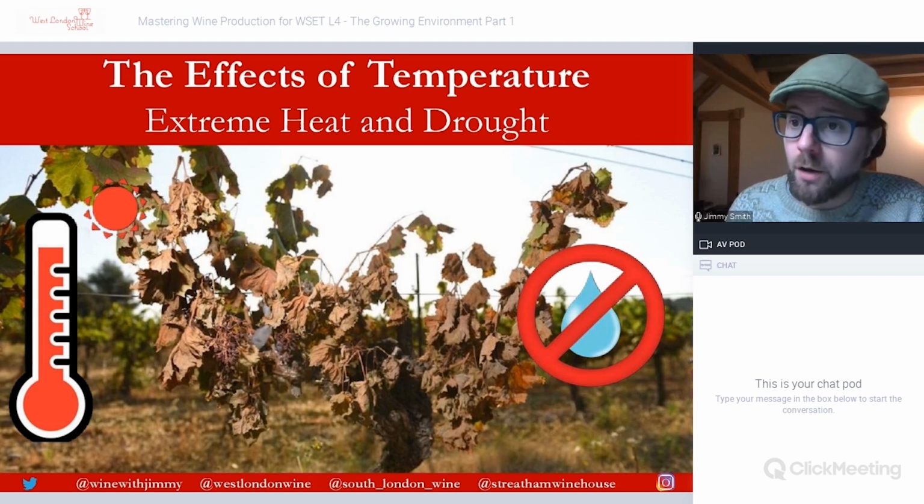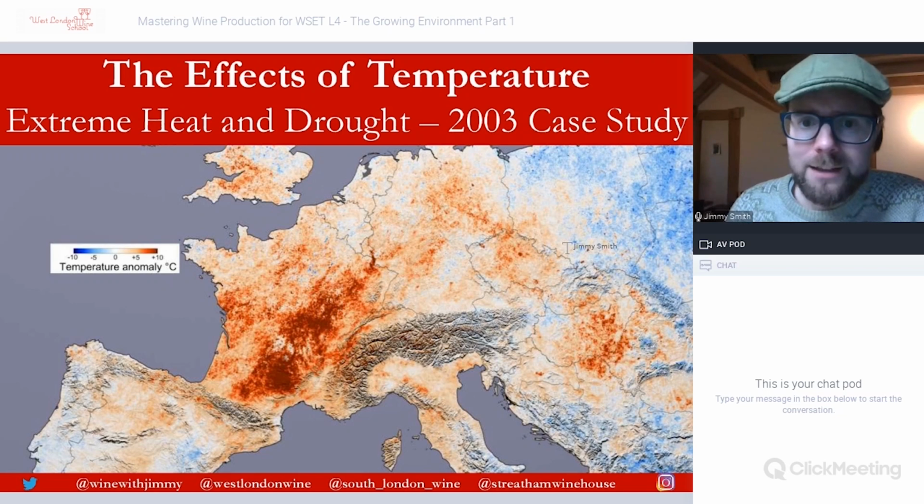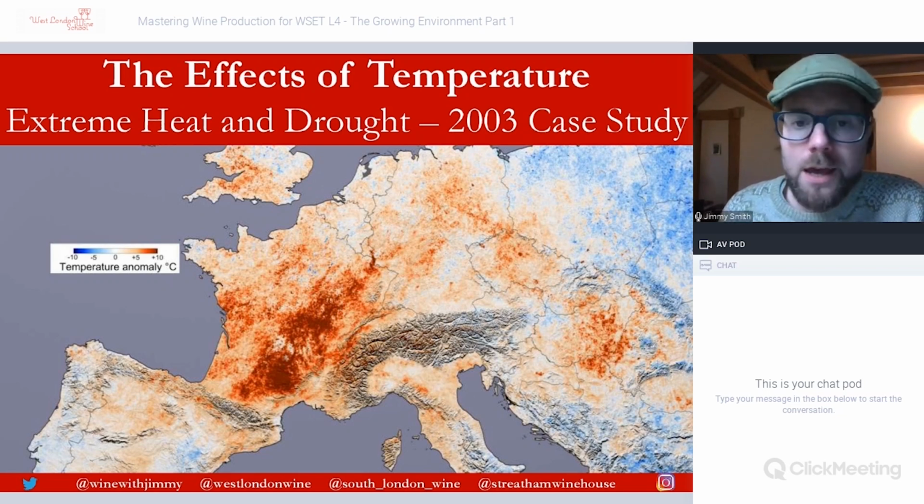The closed stomata means it will stop taking carbon dioxide in, and that's what I mean by inhibiting photosynthesis. A little example in play of extreme heat and drought is the 2003 case study. Here you'll see a map of the temperature average mean anomaly during the 2003 growth season.